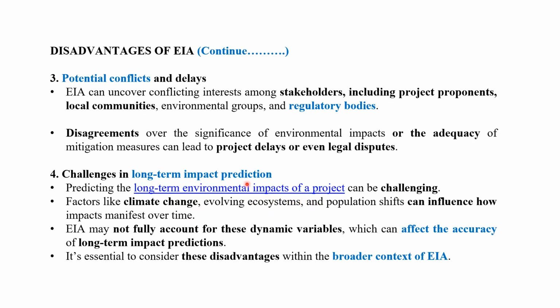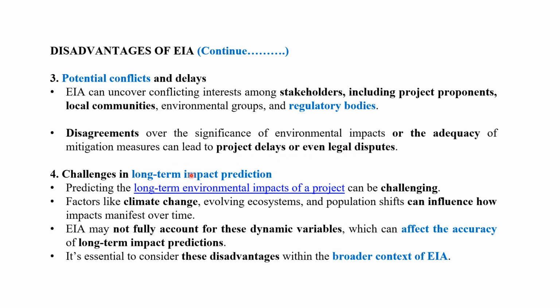The next disadvantage we can see is potential conflicts and delays. EIA can uncover conflicting interests among stakeholders, including project proponents, local communities, environmental groups, and regulatory bodies. So this conflict may also occur, right? Once you place the draft EIS, this may also happen. Disagreement over the significance of environmental impacts or the adequacy of the mitigation measures can lead to project delays or even legal disputes. This is also a problem.